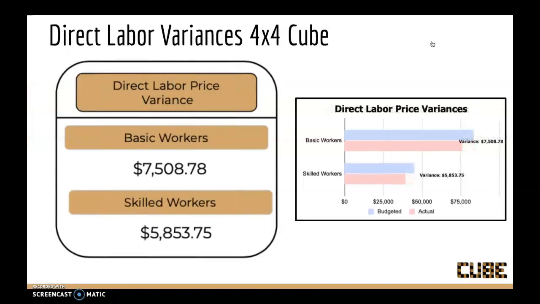For the direct labor price variance, we had a favorable variance for basic workers of $7,508.78 and for skilled workers of $5,853.75. This creates a total favorable variance of $13,362.53.